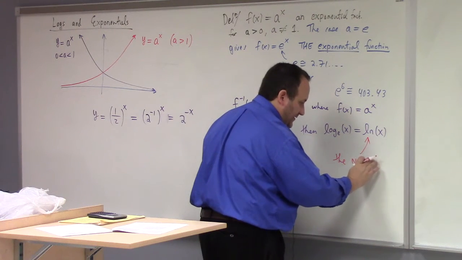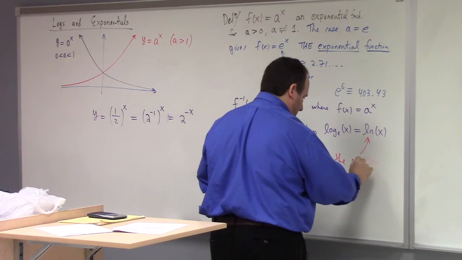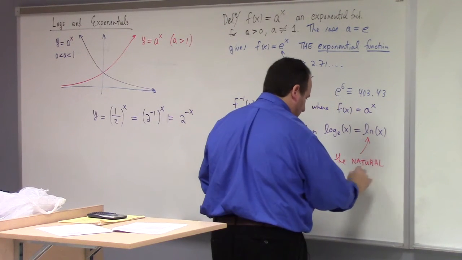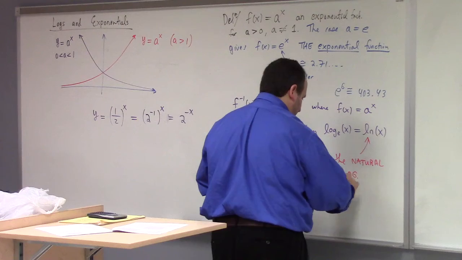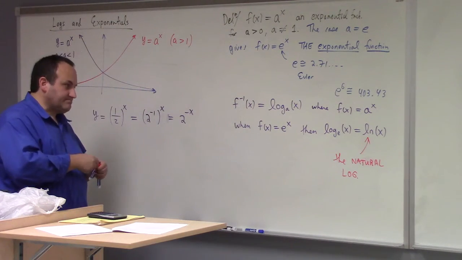I can't spell today. What's wrong with me? Golly, natural log. Somehow the spelling of natural has become unnatural to me. I don't know what's wrong with me, but that's the natural log.